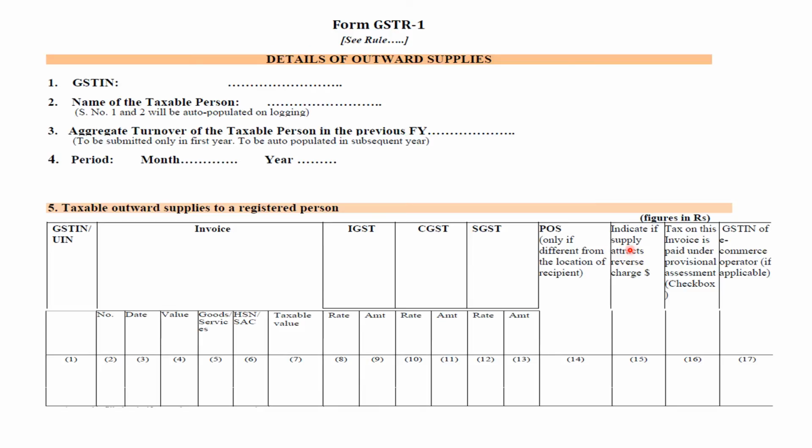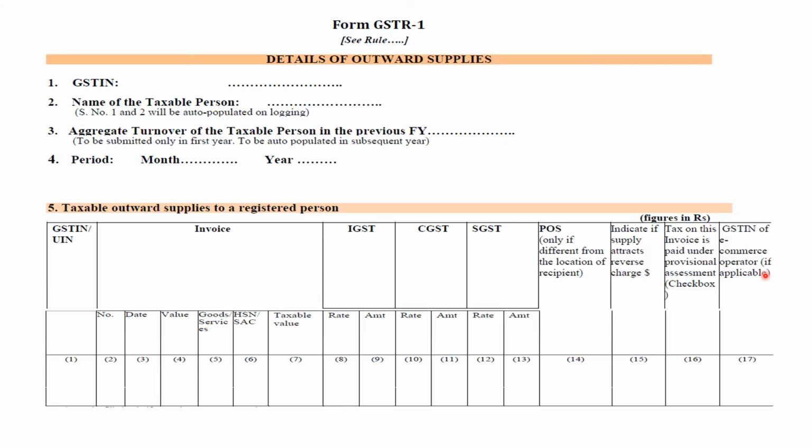And then this last column is for GST of e-commerce operator. So basically this is required when the invoices are related to supplies that are done through e-commerce portals. This is required so that the government is able to make out what total amount of supplies have been made through the e-commerce portal.